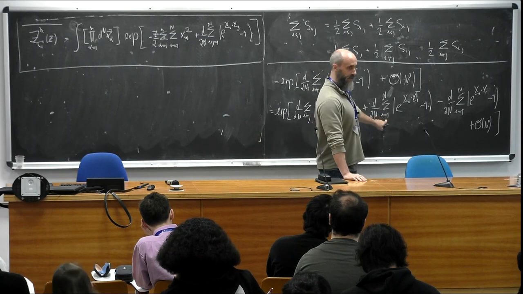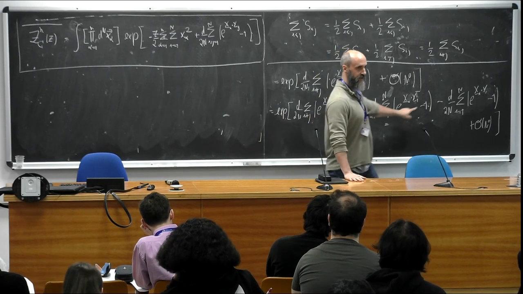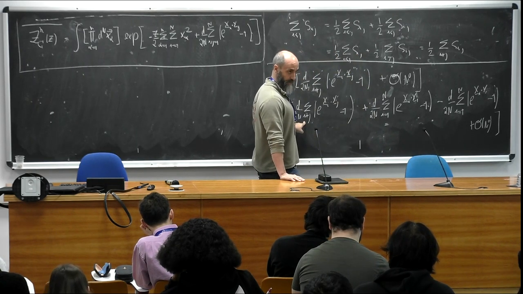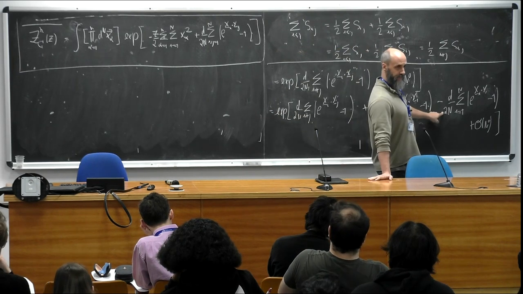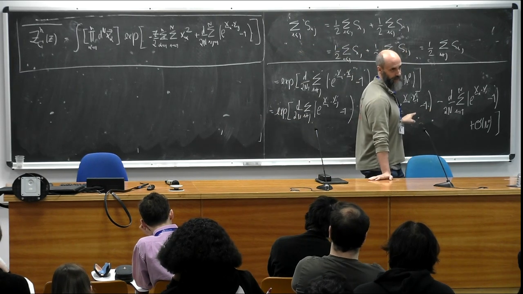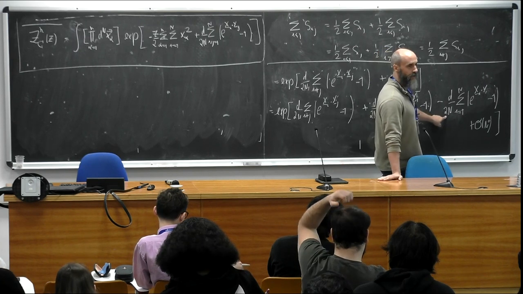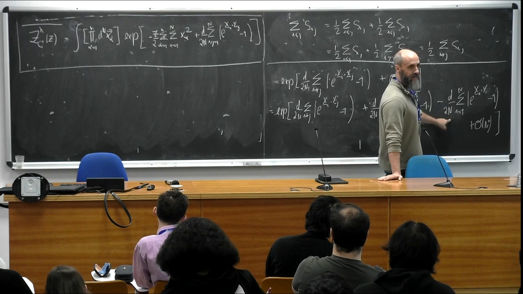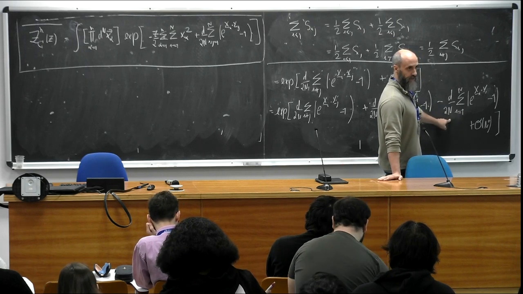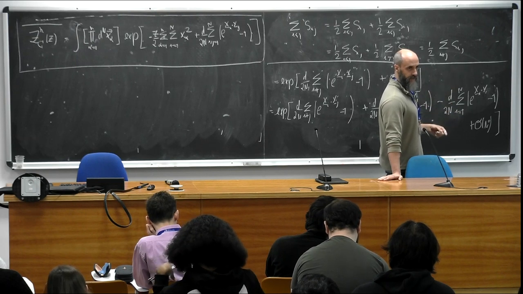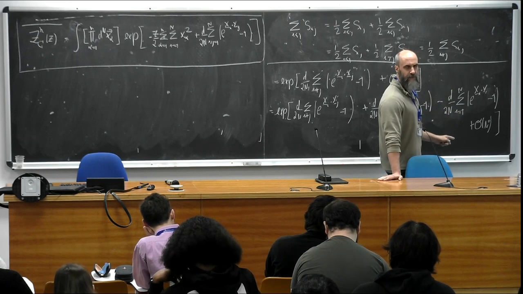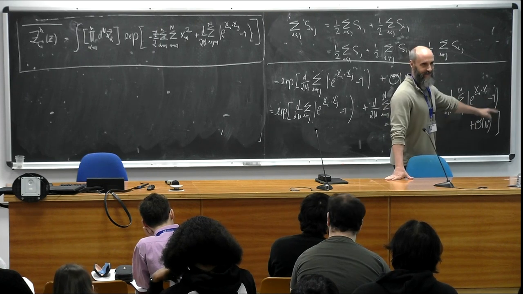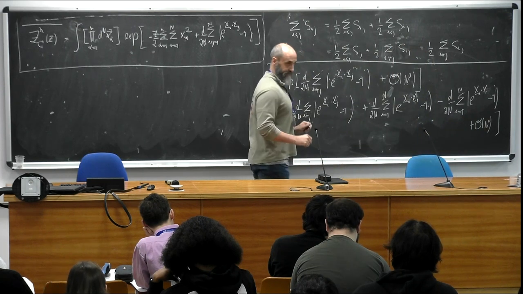This term that I have added and subtracted, when I put it here, I complete the sum. And the other piece that I added is order n to the 0. Why? Because you have a sum of n terms divided by n. So this is subleading when n goes to infinity. Of course, when you are going to do perturbation theory, all this is very important. But we're not going to do perturbation theory.